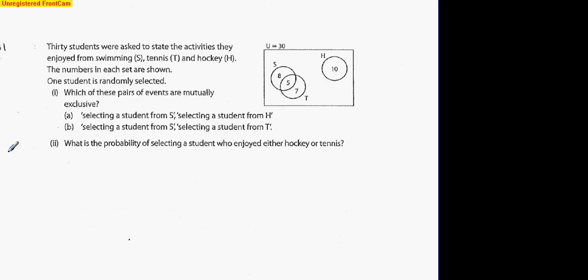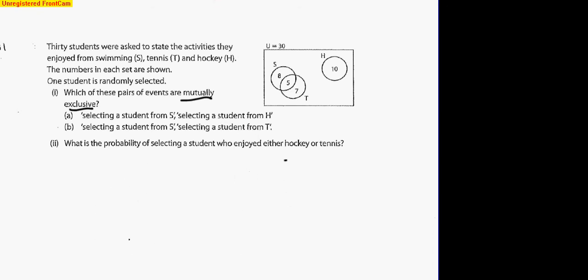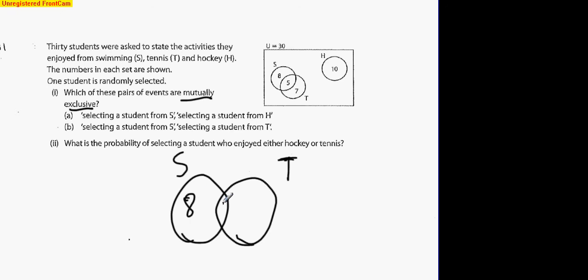What mutually exclusive means is that, for example, if 8 people do hockey and let's say 13 people do swimming, there's no overlap between hockey and swimming. Therefore, because nobody does both hockey and swimming, they're called mutually exclusive events. It means you haven't got a person that does both. Okay? So an example would be swimming and tennis isn't mutually exclusive because 5 people do both. Okay? So, selecting a student from S and a student from H. This is mutually exclusive because no student does hockey and swimming. Okay?